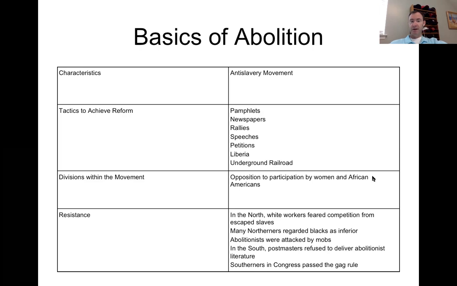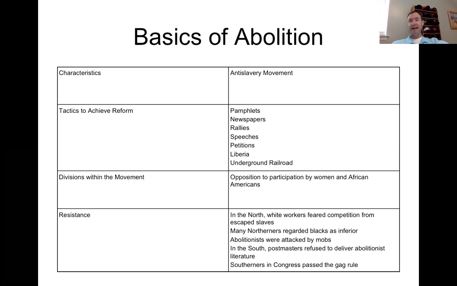Division. The division is not just going to be over how radical methods are, like John Brown or publishing or whatever. It's going to be, guys, the idea of who can participate. Okay. And this becomes big.